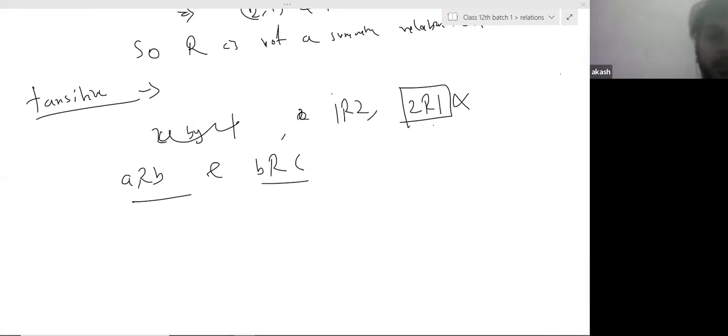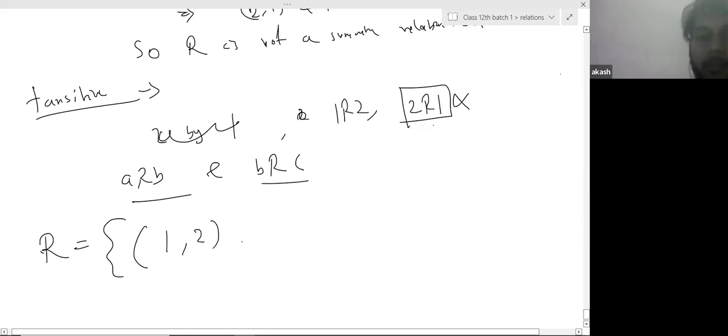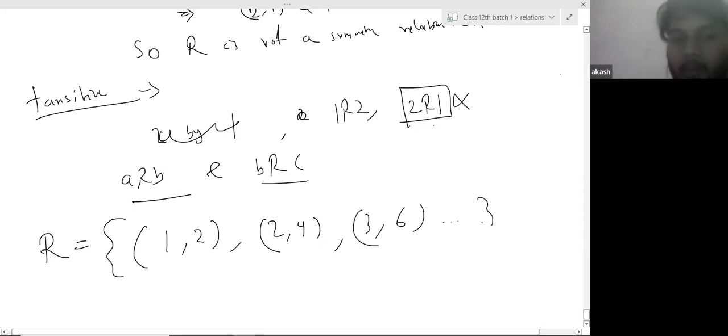All right, let's write the relation set, a few elements. We will write (1, 2), (2, 4), (3, 6), and so on. What does transitive say? Transitive says if (1, 2) is there and (2, 4) is there, then (1, 4) must be there. While you were giving the example, (1, 2) is there and (2, 1) is there. That means (1, 1) must be there, right?